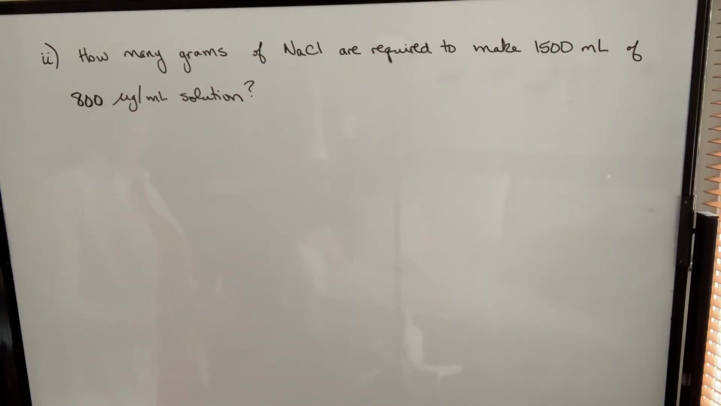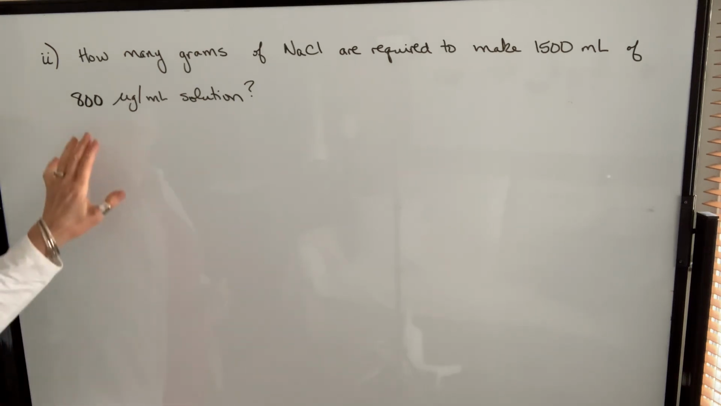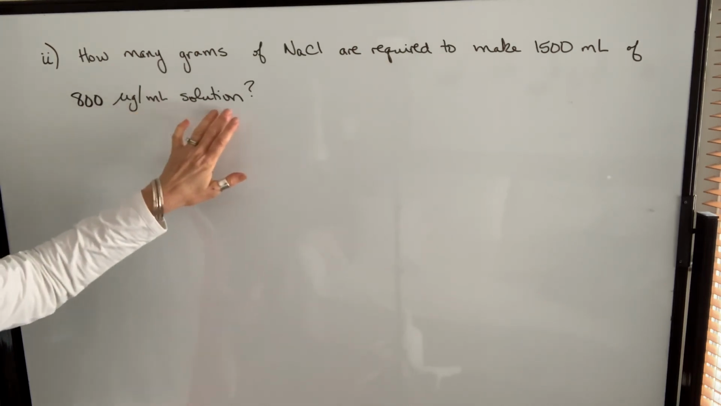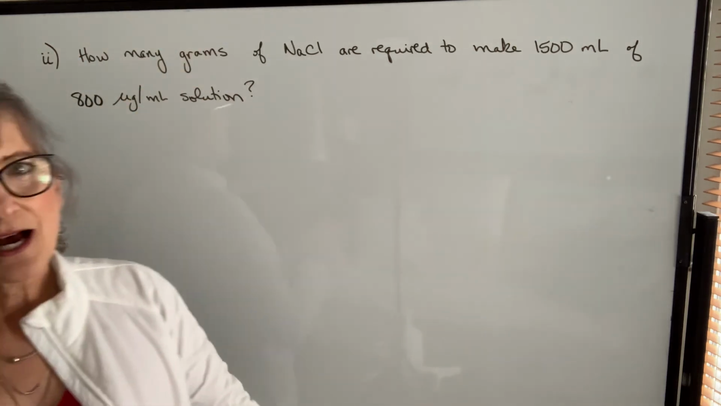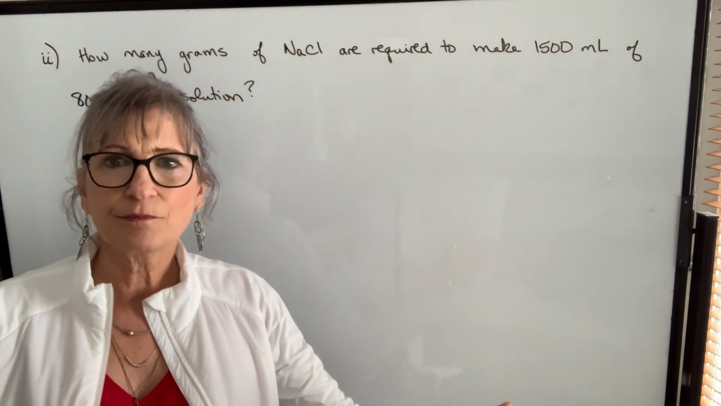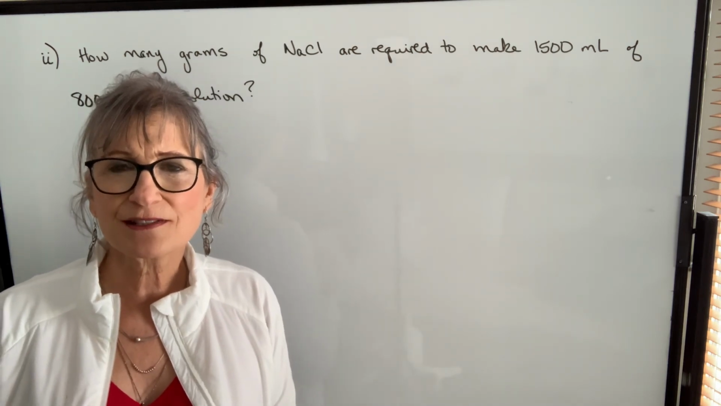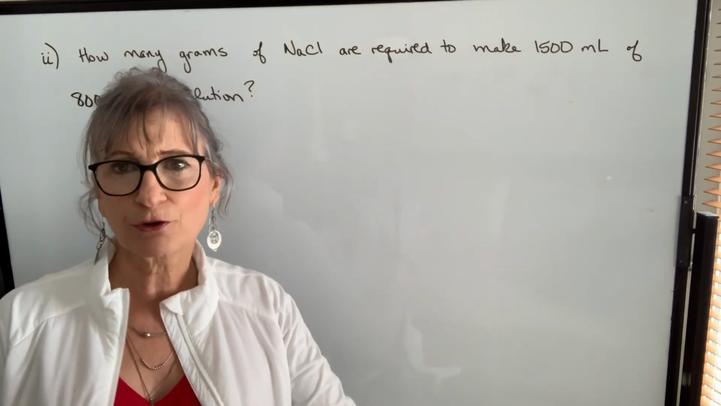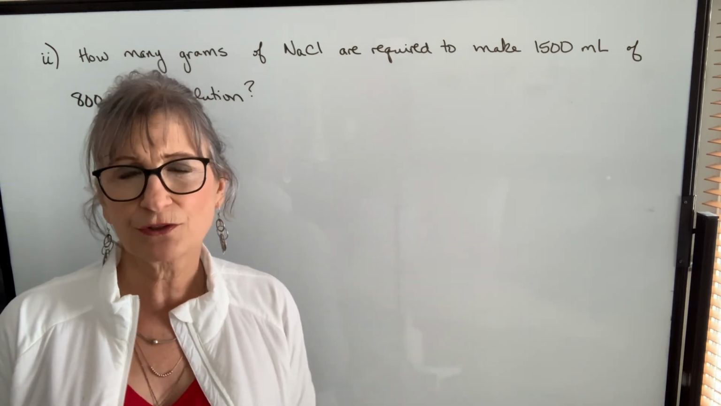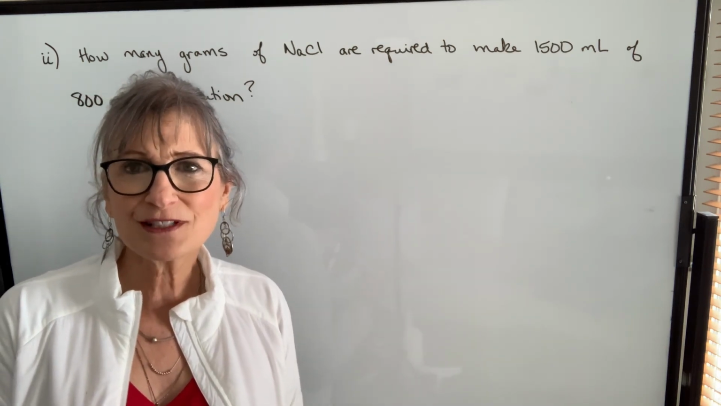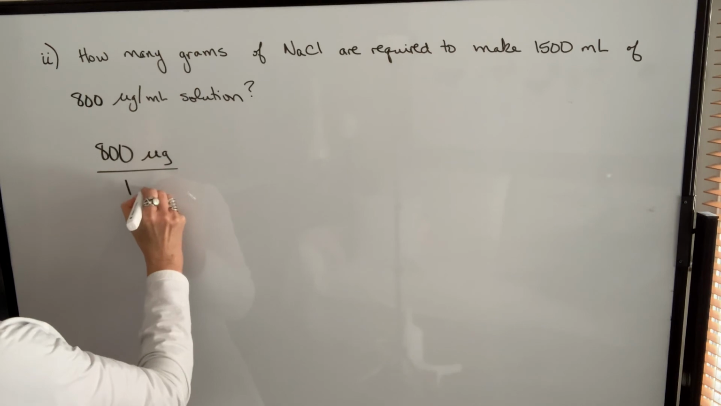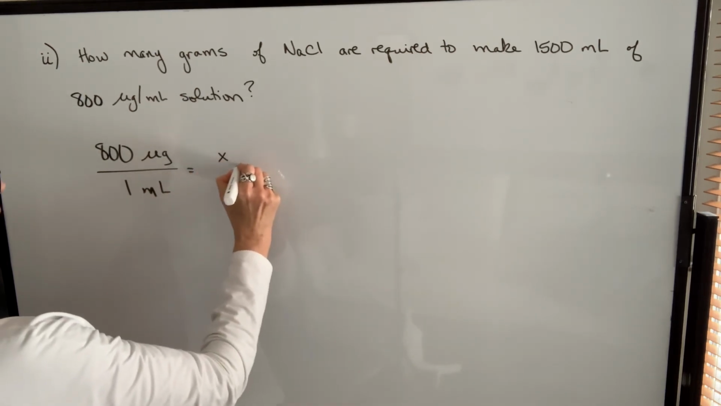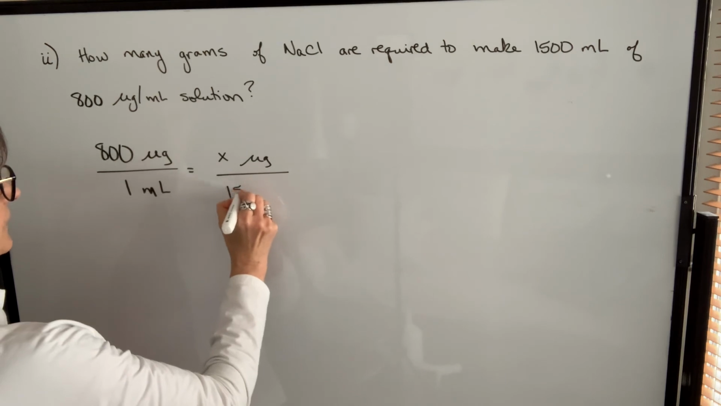Next question says, how many grams of sodium chloride are required to make 1,500 milliliters of a 800 microgram per milliliter solution? Now, if you're not sure how to change micrograms to grams, I direct you to a video that I produced on the metric system for the sciences, and it talks about how you change from micrograms to grams or any metric unit to any other metric unit. So you might need to review that first. So if you have 800 micrograms in 1 milliliter, you want to know how many micrograms in 1,500 milliliters.